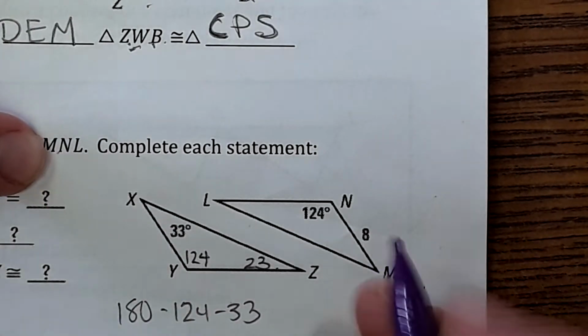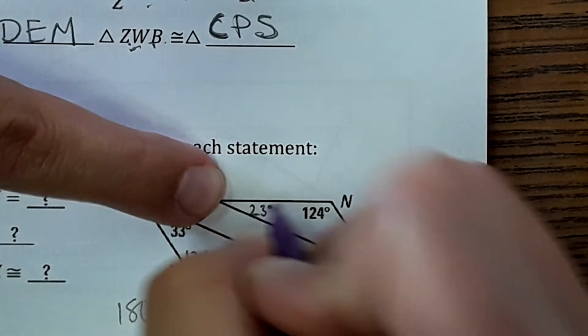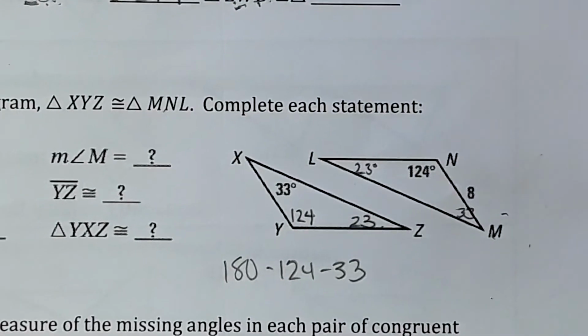X is equal to M, so then M would have to be 33. This would have to be 23. It just makes it easier to match everything.